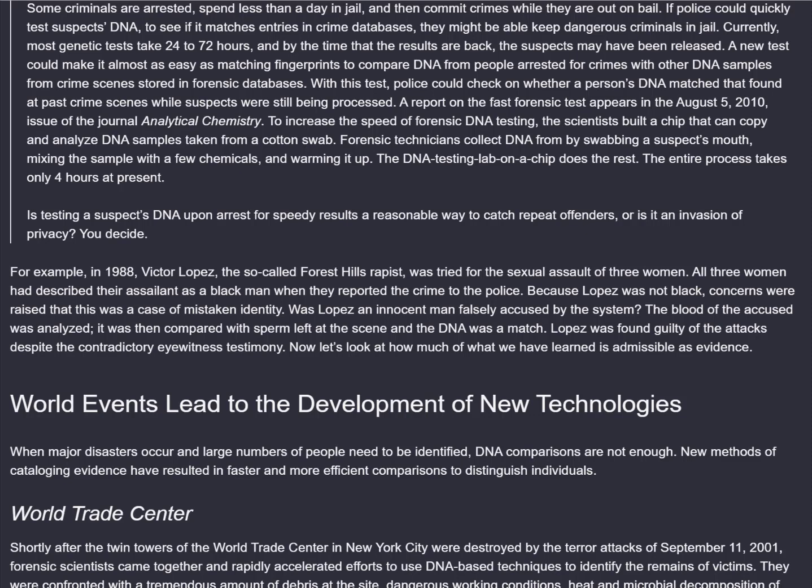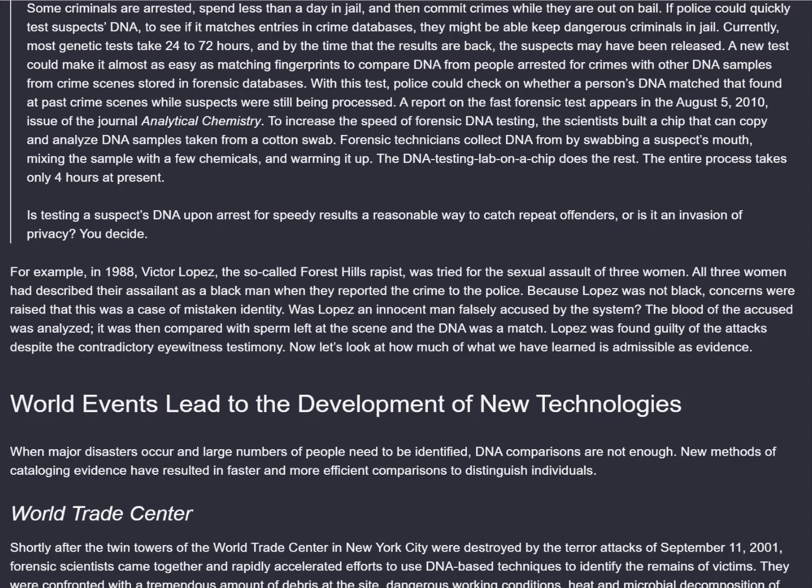Currently, most genetic tests take 24 to 72 hours, and by the time that the results are back, the suspects may have been released. A new test could make it almost as easy as matching fingerprints to compare DNA from people arrested for crimes with other DNA samples from crime scenes stored in forensic databases. With this test, police could check on whether a person's DNA matched that found at past crime scenes while suspects were still being processed.